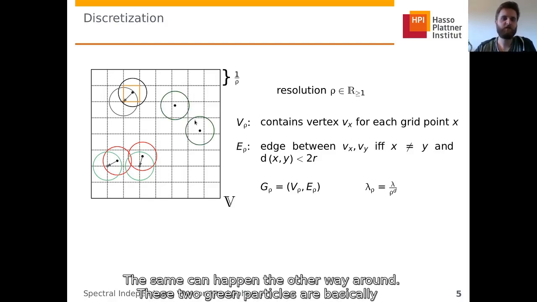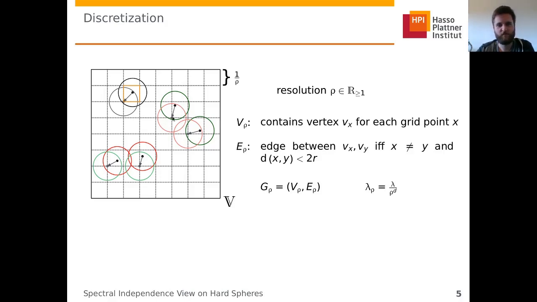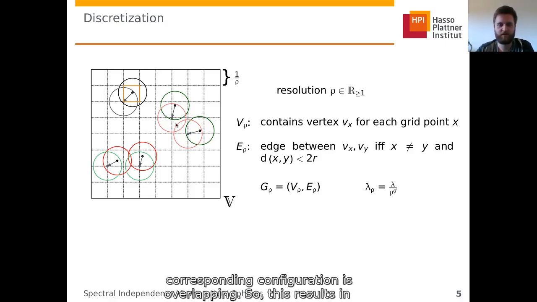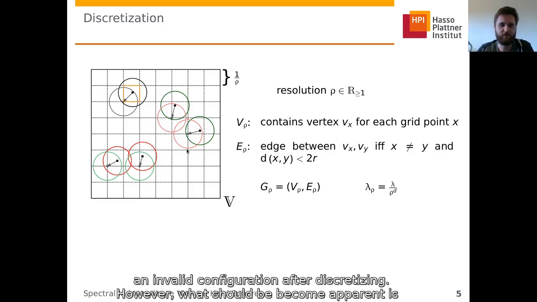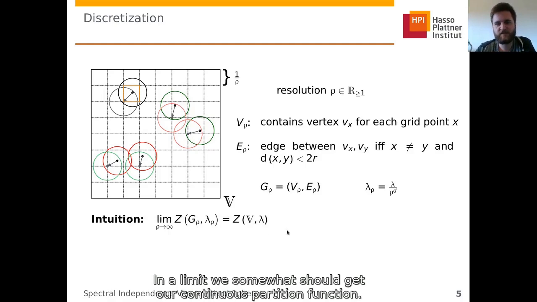And the same can happen the other way around. So these two green particles are non-overlapping, so everything is fine. However, after discretizing, their corresponding discrete configuration is overlapping, so this results in an invalid configuration after discretizing. However, what should become apparent is that as we increase the resolution, so we make our grid finer and finer, these effects should vanish. So in the limit, we should get our continuous partition function.